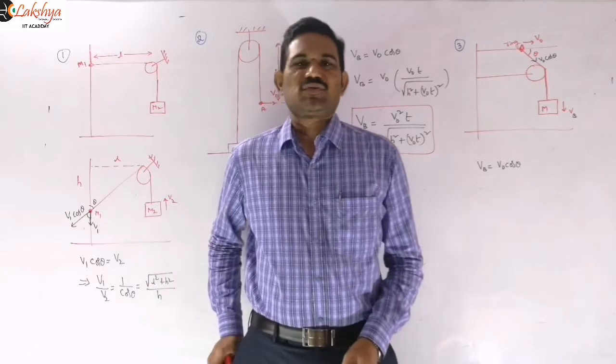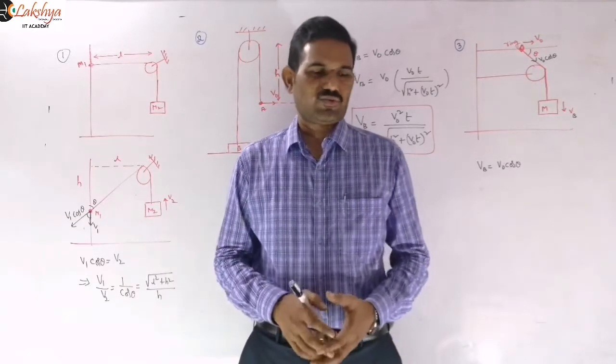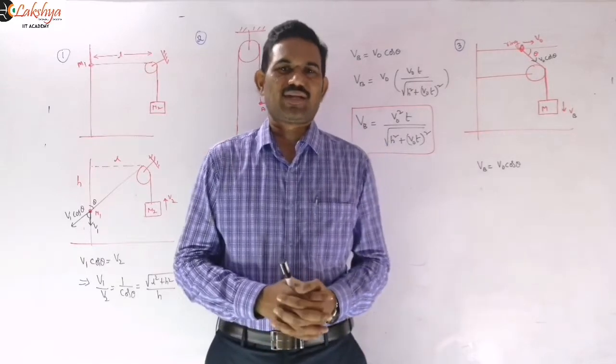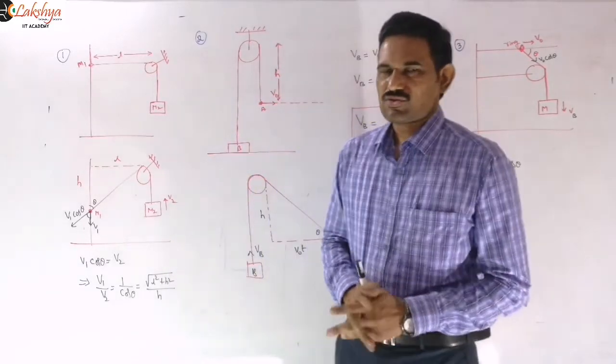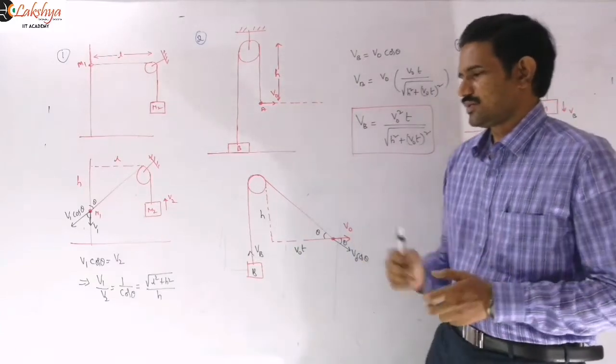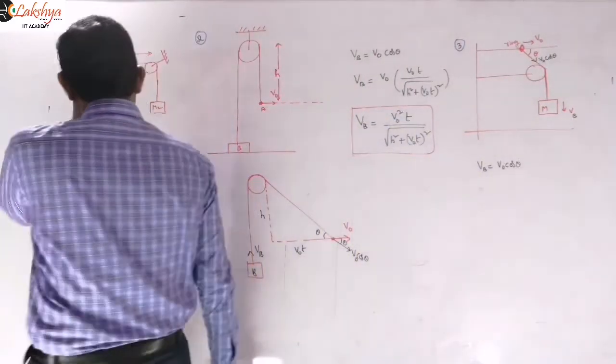So, in the last class, we started our constraint motion. In that, we discussed some problems based on the general constraints or the velocity constraints. And now let us see some more problems based on the same concept. So, let us write the first problem here.